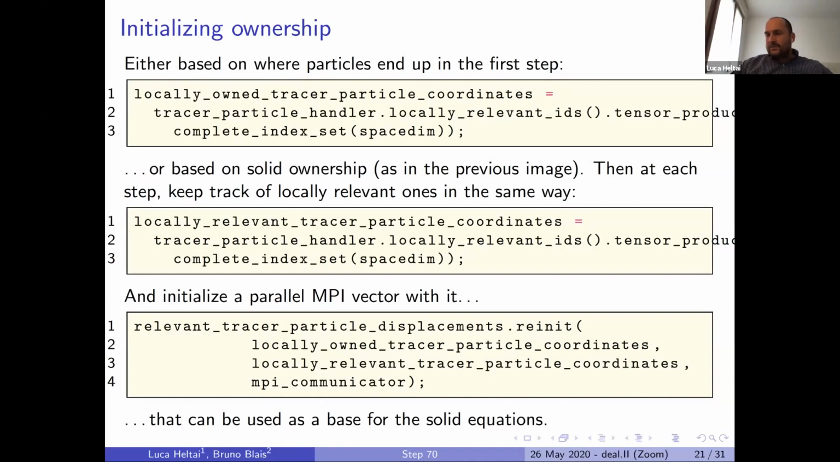If you wanted to enable step 70 to actually do a full fluid-structure interaction problem, then we should use the second option, which is somewhat easier because the ownership is constructed the first time we generate the vector of particles. We have the index set, which is basically constructed by simply storing the starting index and finishing index of the particle coordinates in each of the processors. And once we have these, we can initialize a parallel MPI vector with it.